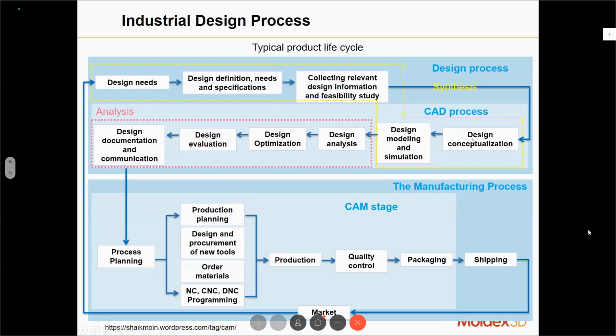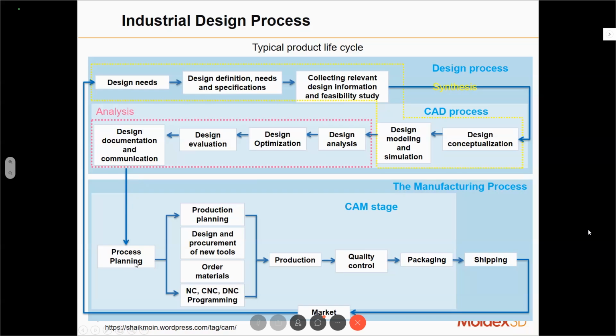After the CAD process, we start the CAE process by analyzing the design. After analyzing the design, if we have any problem with the design, we optimize it. Then we evaluate the design, and do design documentation and communication. We give this part to the CAM part, which is process planning. So as we see from here, design analysis to design documentation and communication, this is the CAE part, what we do in Moldex3d. Then we go to the CAM part.